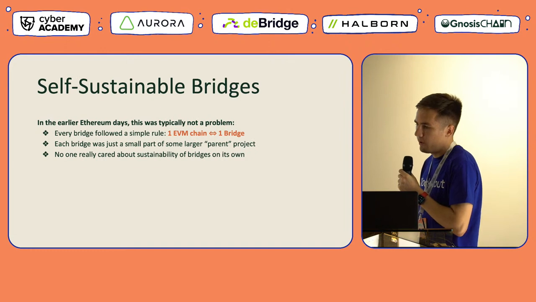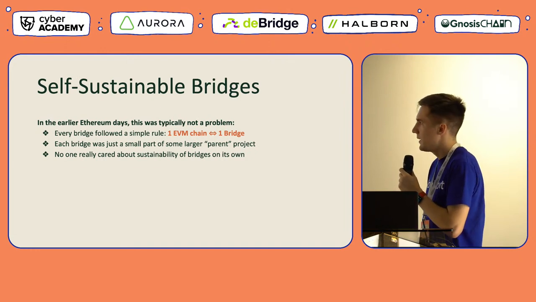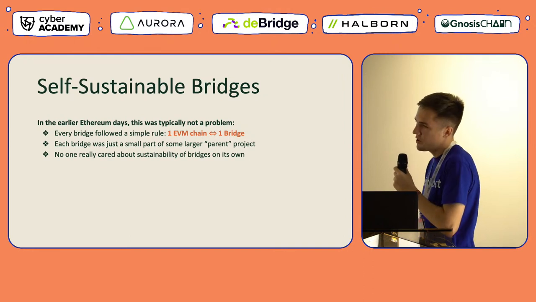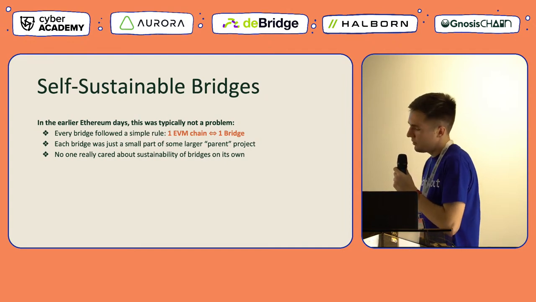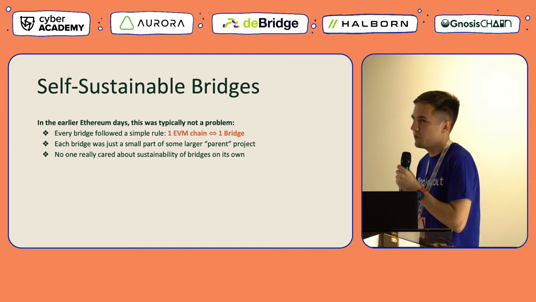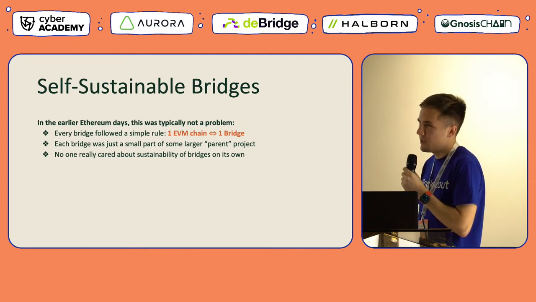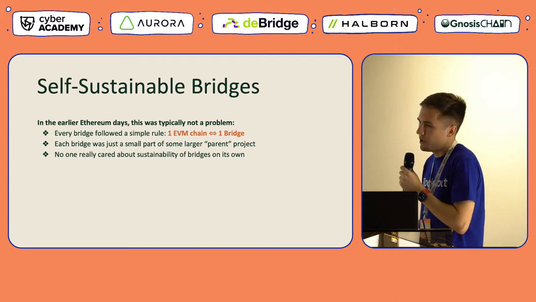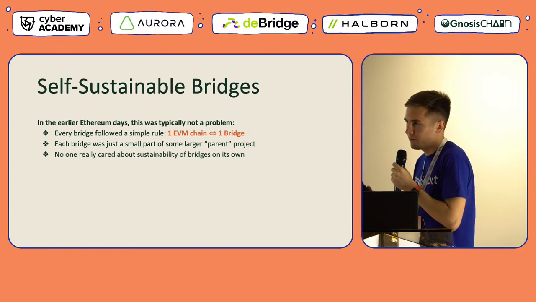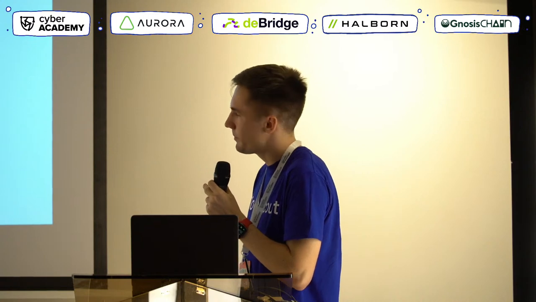And in fact, in the earlier days of Ethereum, this was typically not considered a big problem, as every deployed bridge out there followed the simple rule of one EVM chain to one particular bridge. And so each available bridge was just considered to be a small part of some larger parent EVM network, sidechain, whatever. And so no one really thought about how bridges could be financially sustainable as a singular product without looking at the budget of the larger one.